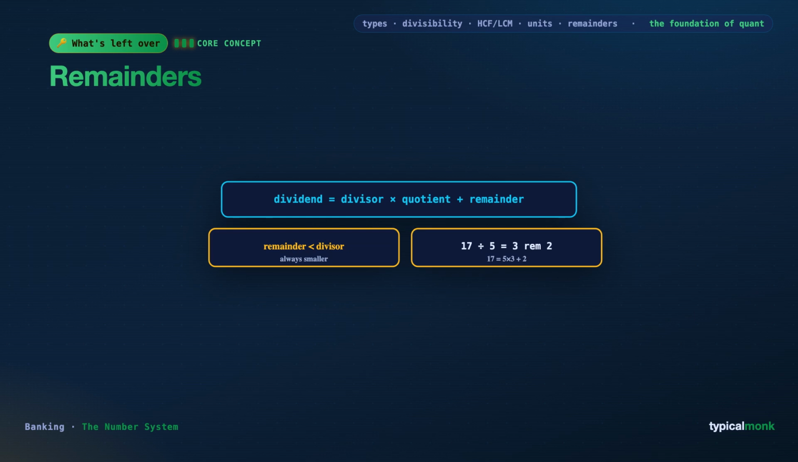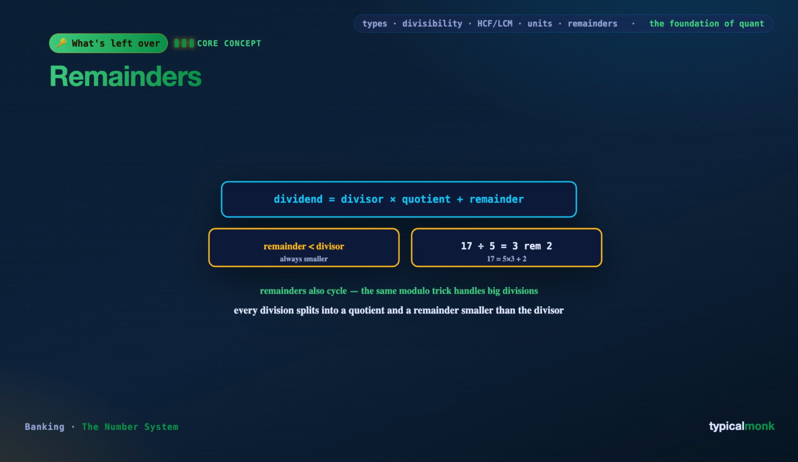Two facts anchor everything. First, the remainder is always smaller than the divisor. If it were as big as the divisor, you could divide once more, so what is left over is strictly less. Second, a concrete example to lock it in: 17 divided by 5 is 3 remainder 2, because 17 equals 5 times 3 plus 2. That leftover 2 is smaller than the divisor 5, exactly as the rule promises. Keep both in mind: the definition, and the fact that the remainder never reaches the divisor.